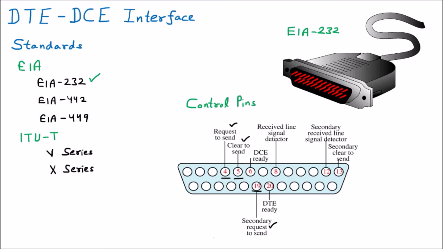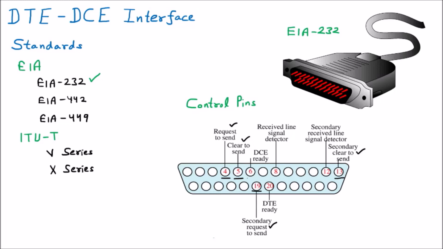Clear to send means the other party is ready to receive the data. So you are saying the signal clear to send means it is clear to send the data. But suppose pin number 5 is not working, so no problem. Pin number 13 is there, that is secondary clear to send. Means you can send the reply from pin number 13: yes, you can send the data.